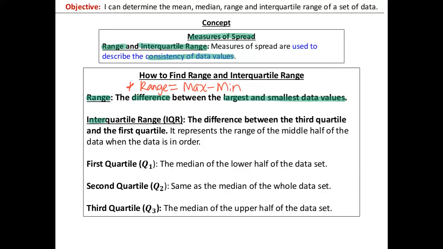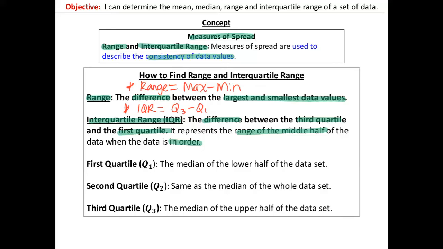Then we have the interquartile range, or the IQR, which is the difference between the third quartile and the first quartile. So for the IQR, you're going to take Q3 minus Q1. The IQR represents the range of the middle half of the data when the data is in order. So the main thing is it has to be in order from least to greatest.